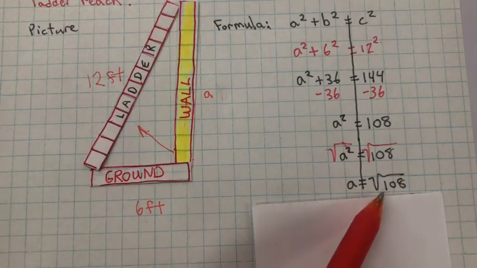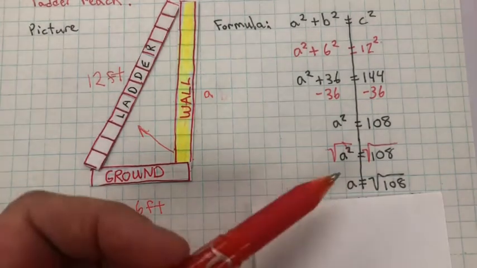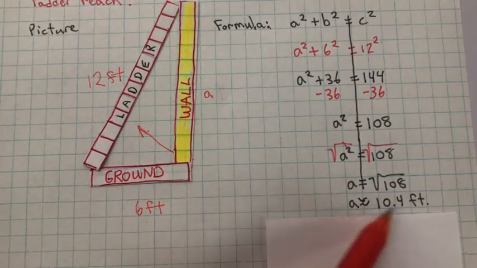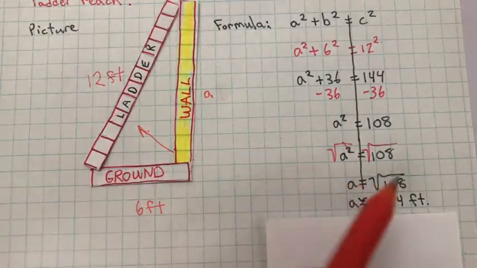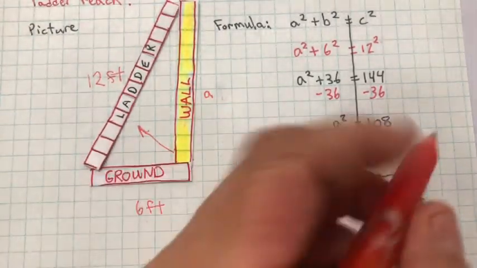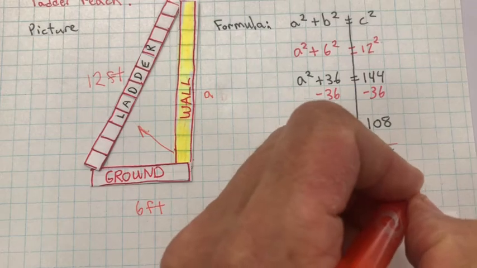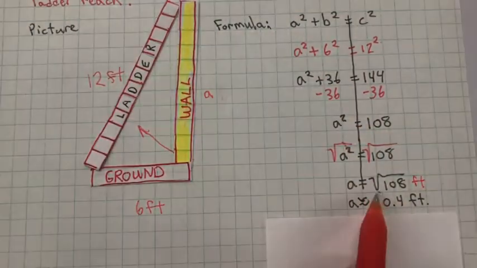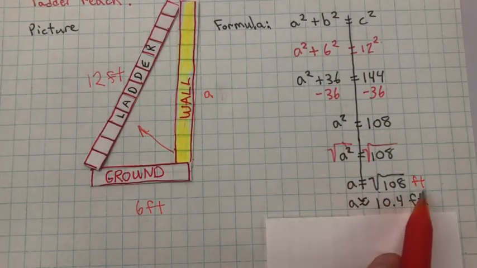Since this is not a perfect square, we can only approximate it. And if you put it in the calculator, you get approximately 10 and 4/10 feet. But if you're asked for the exact length, it would be the square root of 108 feet.